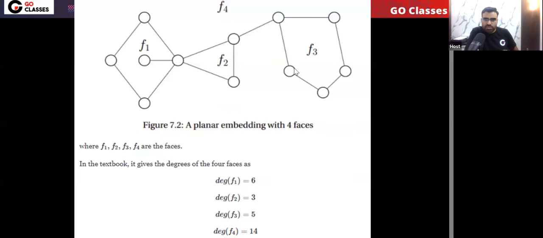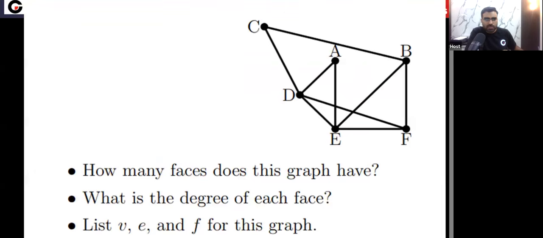Similarly, you can just go through this. This planar representation is given to you, and these are the degree of all the faces. You can check it out. Okay. Let me give you this another question as a homework. This is actually more interesting question. Why this is interesting question?